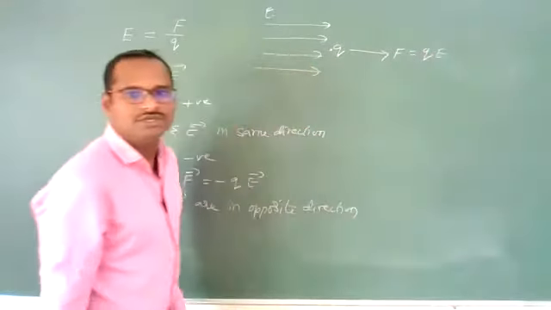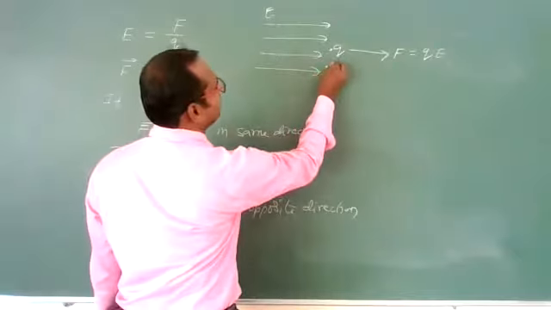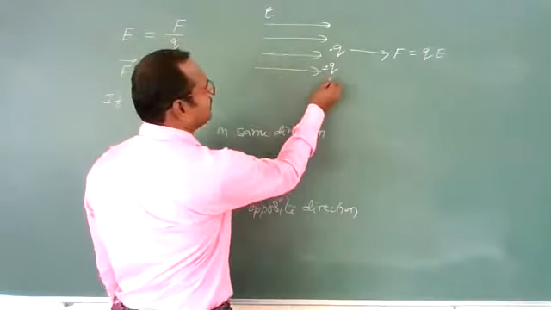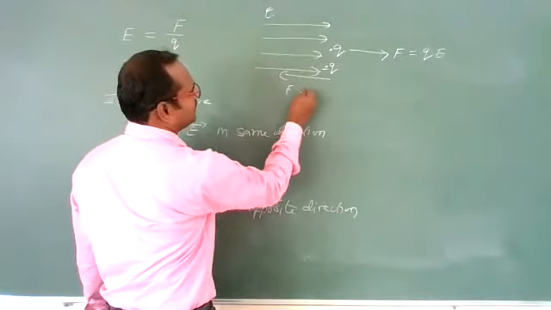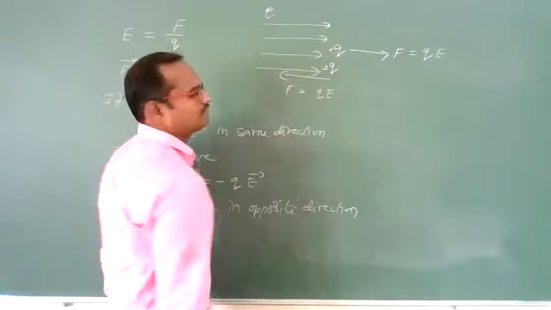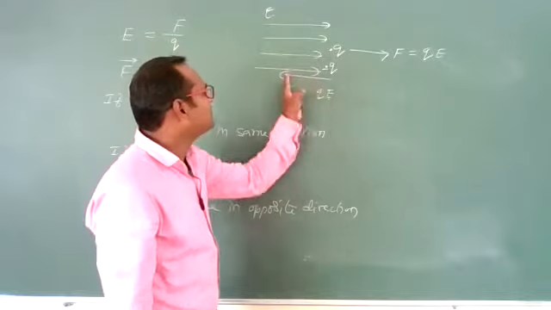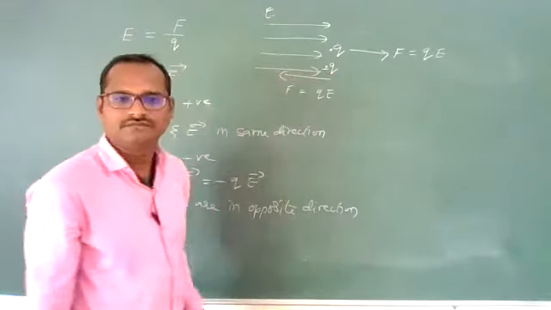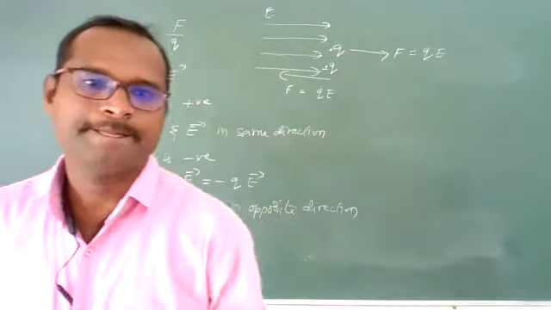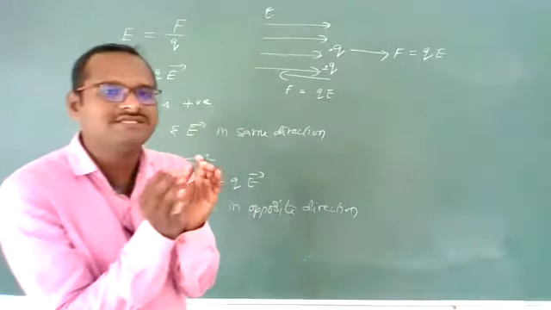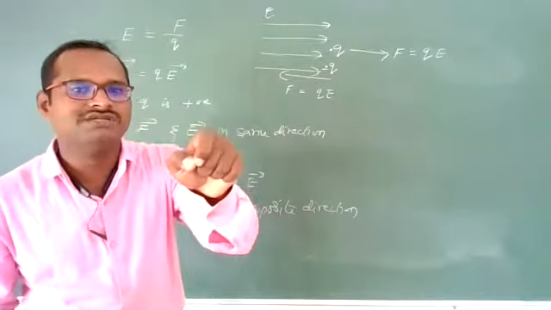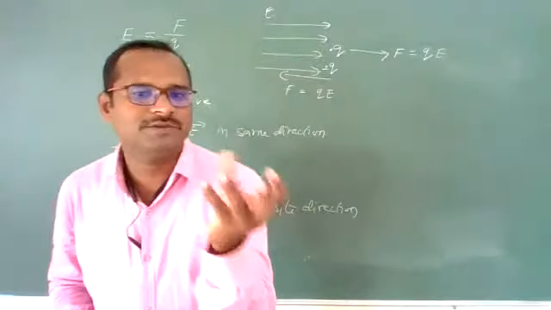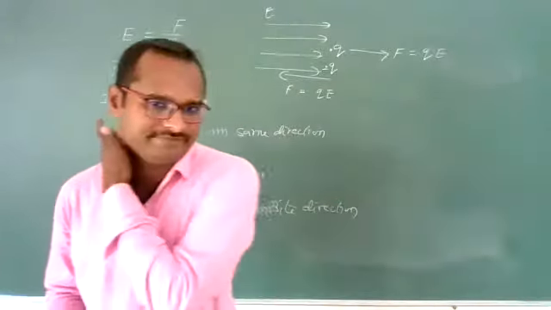Direction I have shown. If you keep a negative charge, now on this the force will act in this direction. That is Q into E. This direction indicates negative charge, opposite to the electric field. Clear, students? Are you understanding? If a positive charge is there, the force on that positive charge will be in the direction of the electric field. If a negative charge is there, the force on that charged particle will be in the opposite direction to the electric field.